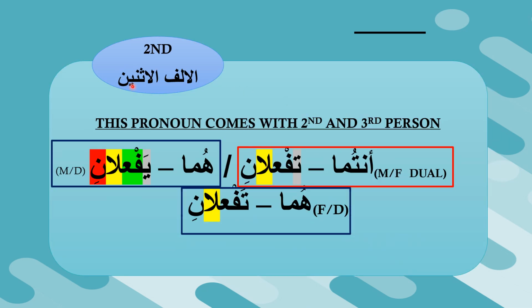The second pronoun, aliful ithnain. Aliful ithnain is found in the mukhatib group for the duals antuma, and in the ghaib for the male dual and for the female dual. So we will talk about the difference between the two. It may look similar, but there is a slight difference. So first of all, let's talk about the antuma taf'alani.